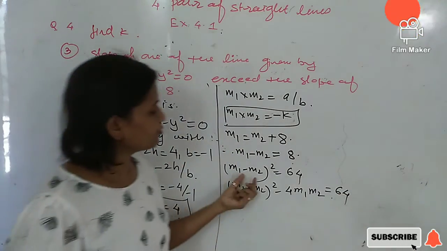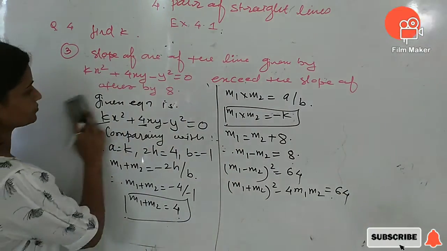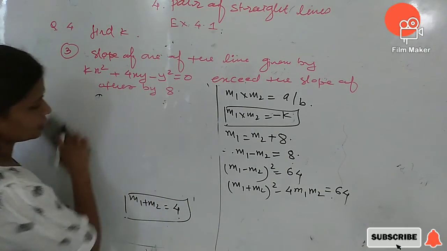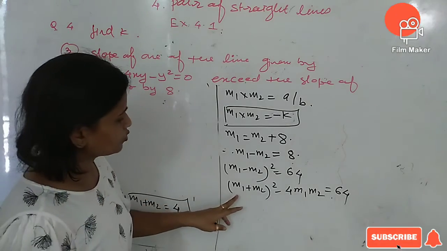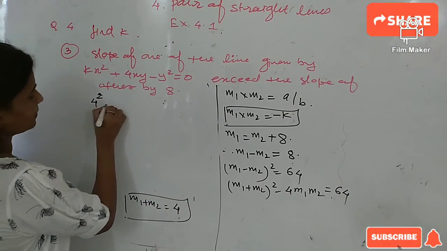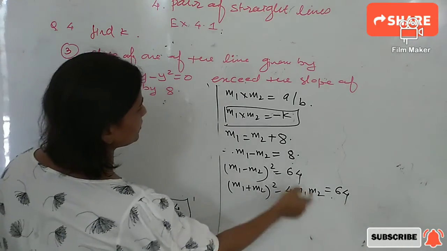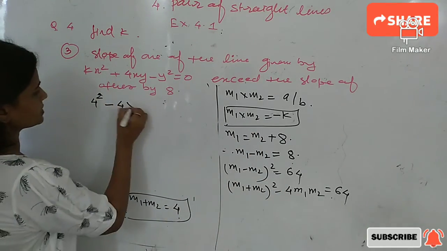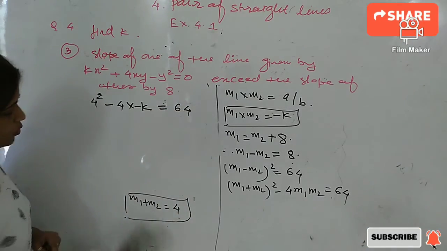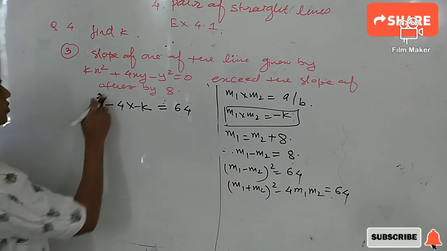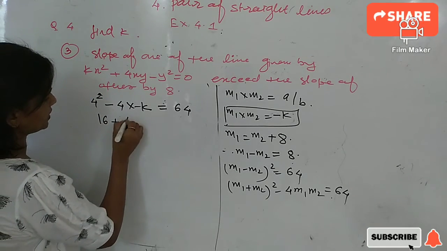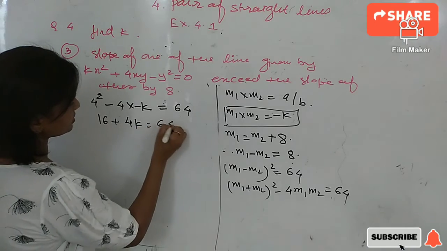So I am using this formula directly here and then only putting in values. m1 plus m2 is 4, so it is 4 square minus 4 m1 into m2. m1 into m2 is minus k, and this is equal to 64. Then simplify the whole expression. So 4 square is 16, minus minus becomes plus, 4 into k is 4k, equal to 64.